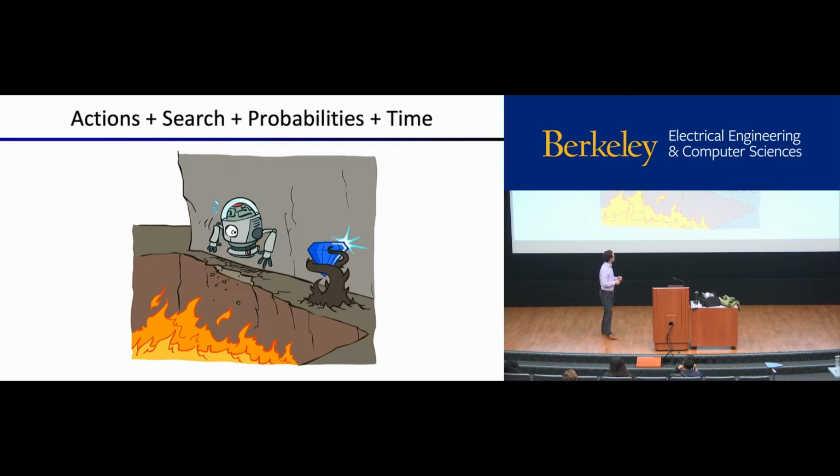I could maybe safely make it to this gem and be happy, or I could fall off into this pit of fire and die a horrible death. So the probabilities are important here because we don't know what's going to happen. We want to model the uncertainty of the world.